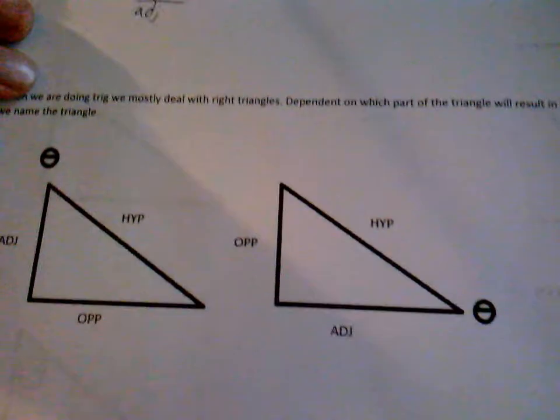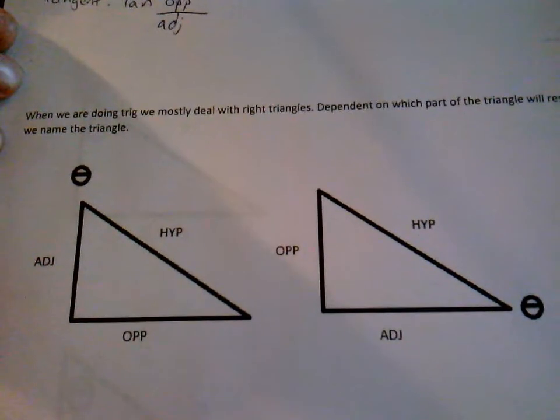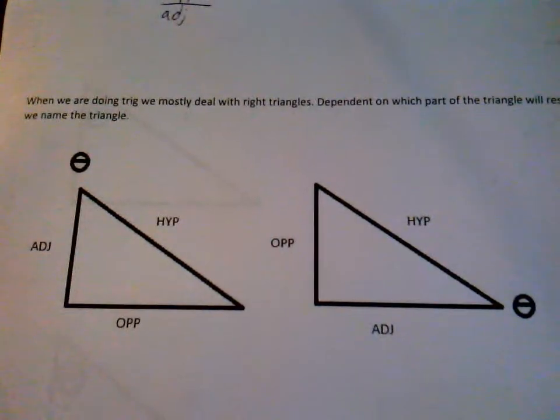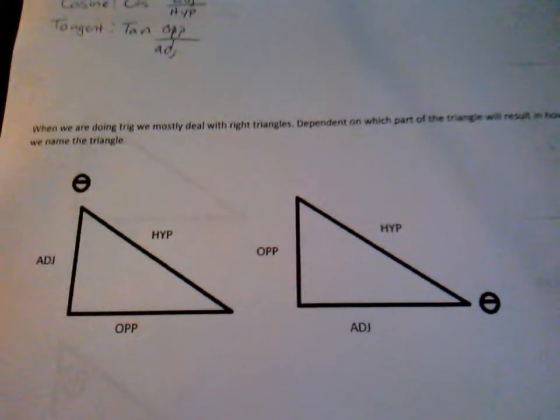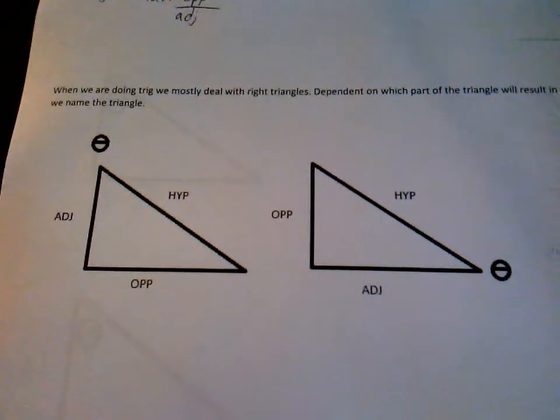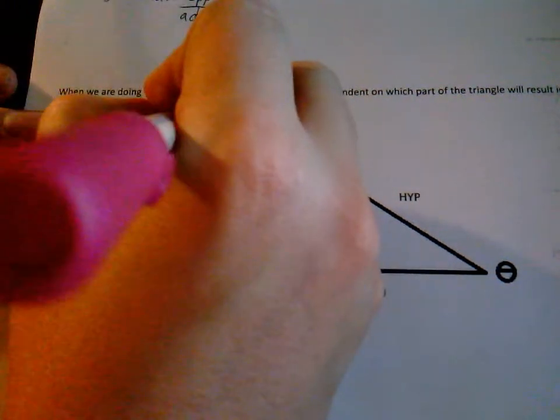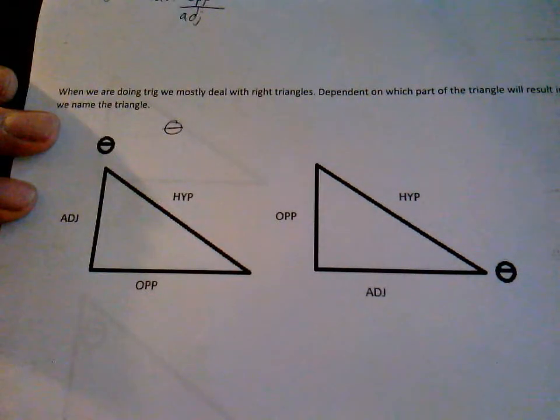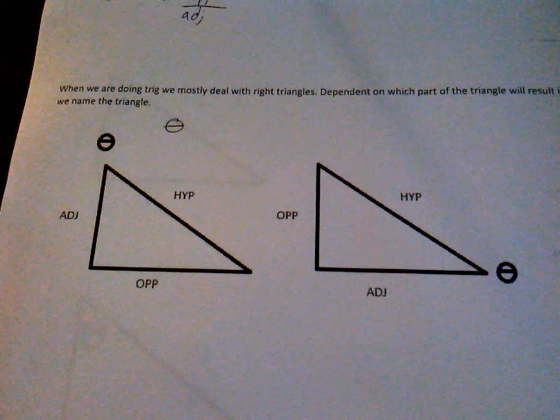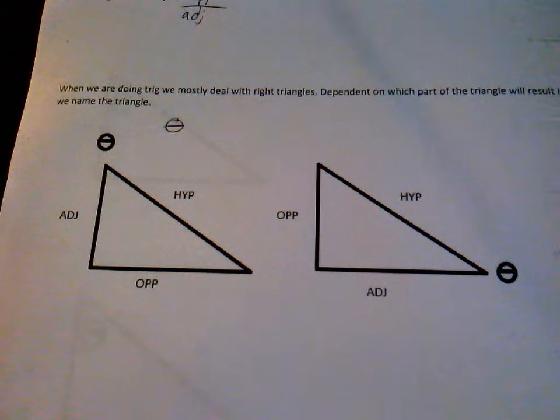Now, we're only going to be dealing with right triangles, okay? So there's something called a theta. The theta is a little thing like this. It is a Greek symbol, and it's usually used to mean degrees. When we're dealing with degrees and stuff like that, that's what the theta is.